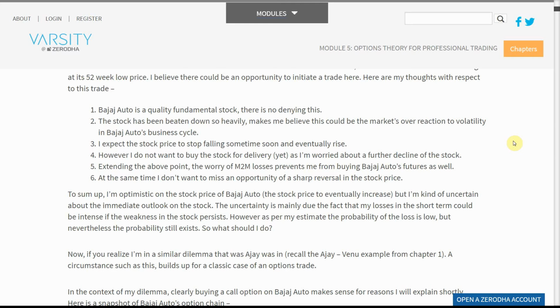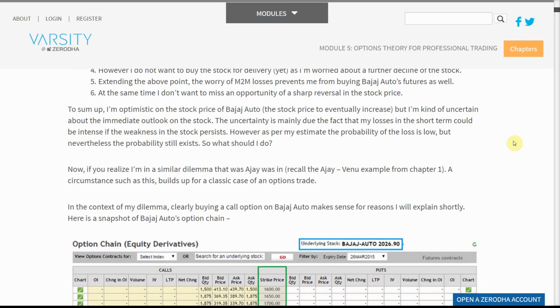However, as per my estimate, the probability of the loss is low. But nevertheless, the probability still exists. So what should I do? Now, if you realize, I'm in a similar dilemma that Ajay was in. Recall the Ajay venue example from Chapter 1. A circumstance such as this builds up for a classic case of an options trade. In the context of my dilemma, clearly buying a call option on Bajaj Auto makes sense for reasons I will explain shortly.